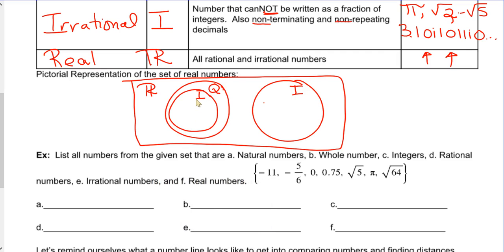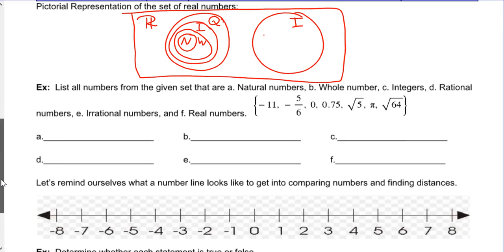Then, if we go back to our whole numbers, which takes off the negative numbers, that means that all of those integers are also whole numbers. And we take away that 0, which means that my natural number set is my smallest set there, and we can embed that within the others. So here's a pictorial representation, which will help us answer the next questions.